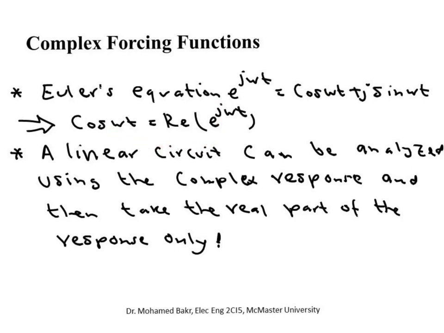And the basis for that is that e to the j omega t is cosine omega t plus j sine omega t. So the real part of e to the j omega t is cosine omega t. And this is really the fundamental idea: analyze any linear circuits using complex excitation and complex response, and then take the real part, and this will give you the actual time domain response you are looking for.